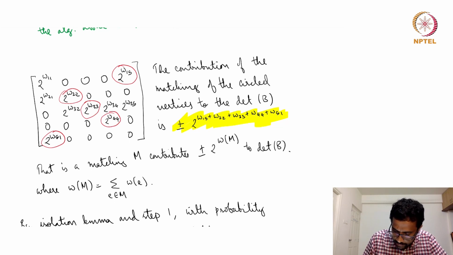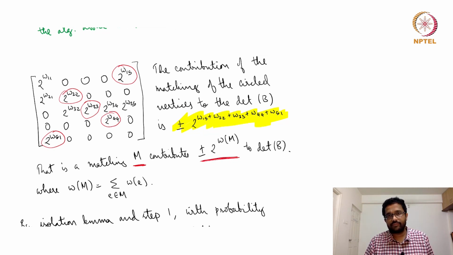And so what is the exponent here? The exponent is nothing but the weight of the matching. So a matching M contributes plus or minus 2 power the weight of the matching. That is the contribution to the determinant. So the determinant is just a collection of such terms, a sum of such contributions.